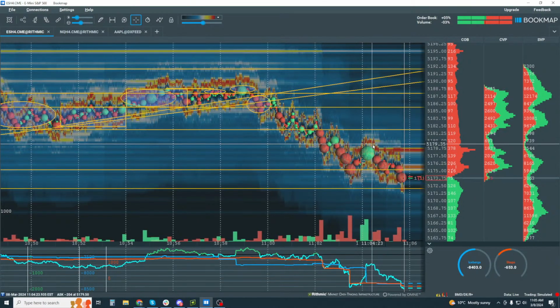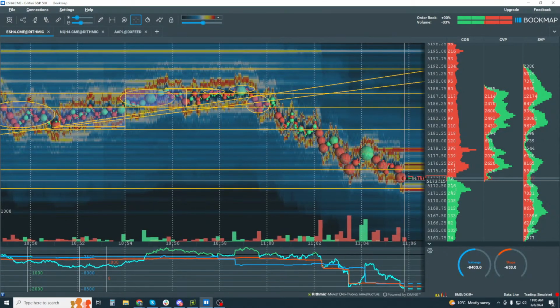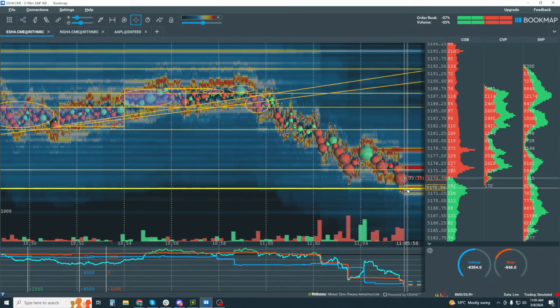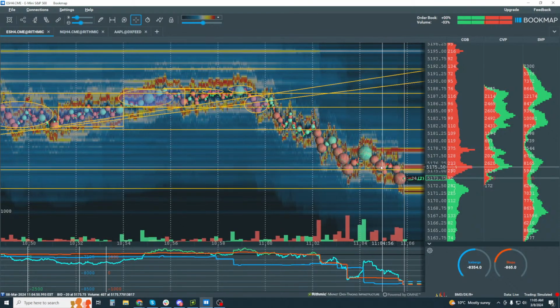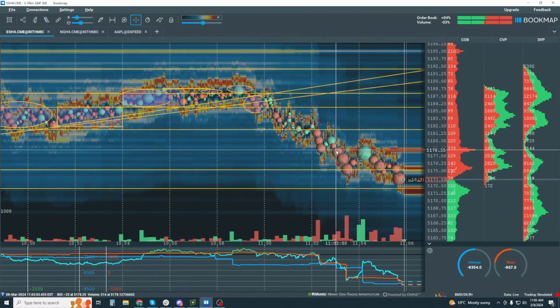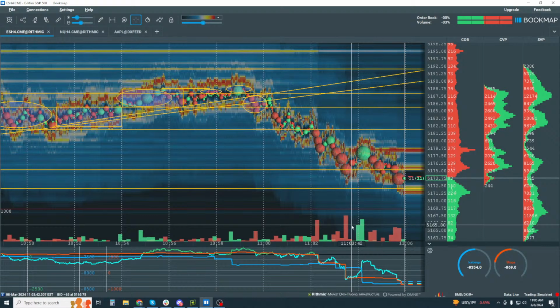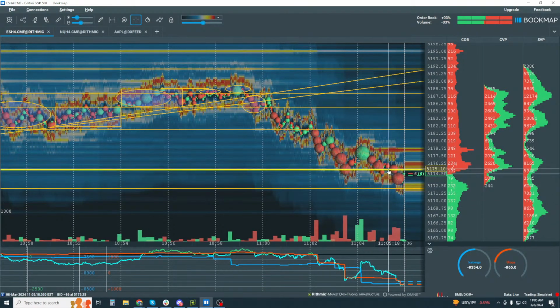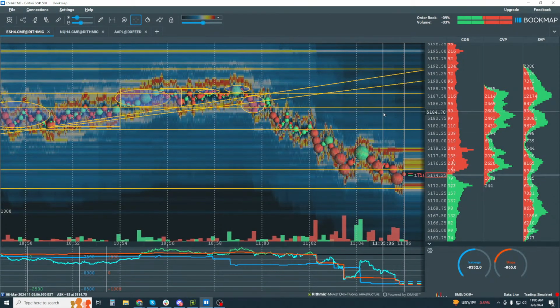Now, we're not getting it. We're not seeing that. Okay? In fact, we're getting more sellers in here. Okay, back to our discussion. Look at the dots and look at the bars. There's more sellers still moving that market lower.